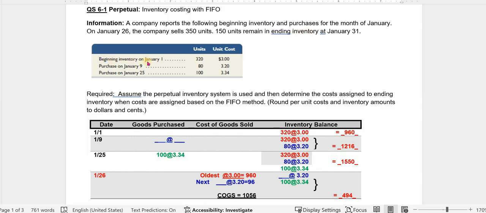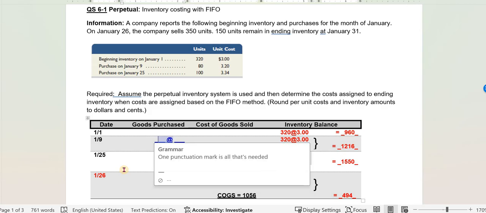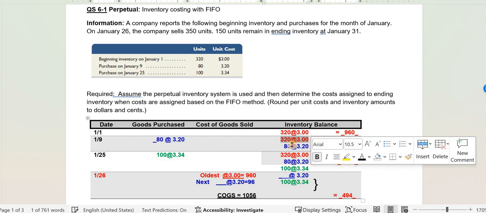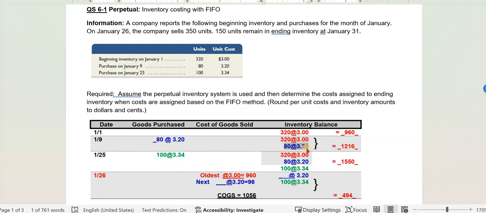So here we go. Beginning inventory on January 1st was 320 units at $3. I've already recorded it here. Our inventory balance January 1st was 320 at $3, or 960 bucks. On January 9th, they bought 80 units at $3.20. So I'm going to buy 80 units, and I'm going to pay $3.20 for them. Okay. So I've got two layers of inventory now. I've got an older layer that cost me $3 each, and a newer layer which cost me $3.20 each.